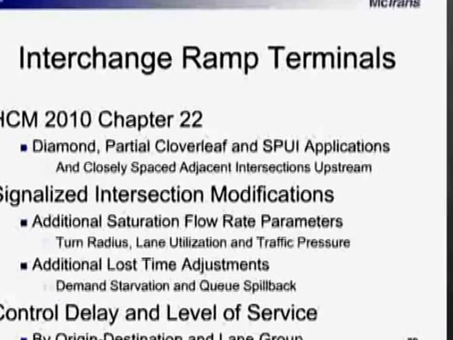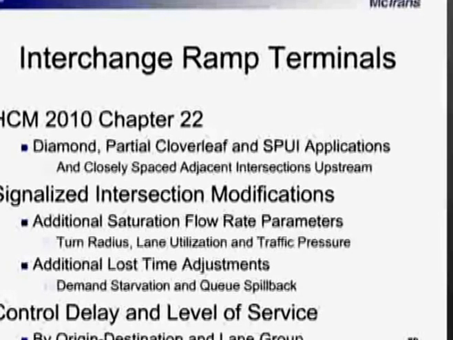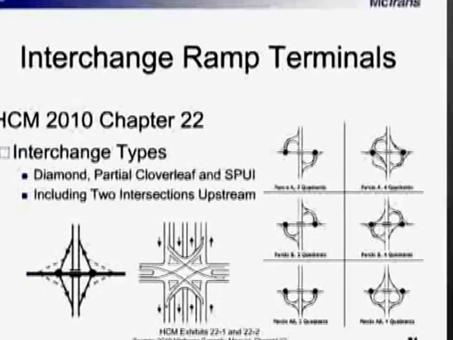Lost time was additional lost time. Lost time is always when the light is green and traffic is not being processed. Demand starvation and queue spillback was implemented in interchange ramp terminals. This is the one chapter that does not give you an interchange level of service. You get level of service for a series of origin-destination pairs instead. And I'm not sure why we don't consolidate that, but we don't.